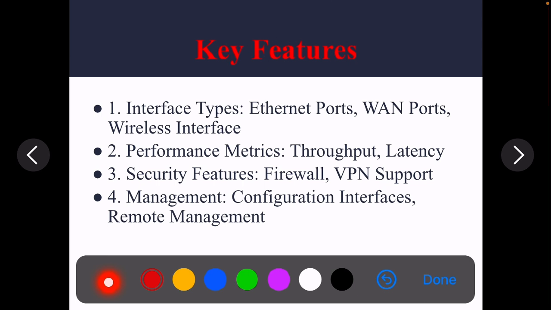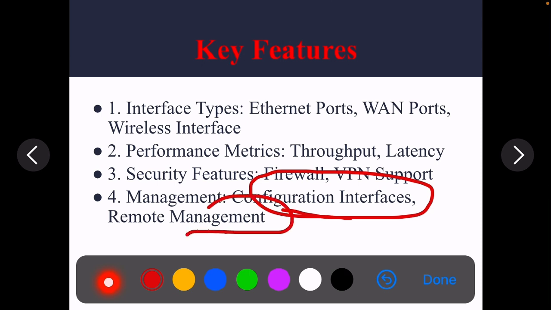Firewall: what it does is provide an integrated firewall to block unauthorized access and protect against threats, or it can filter the traffic. And VPN support enables secure remote access and site-to-site connections. Then next is management. In management, there is the configuration interface. What is the configuration interface? It is typically accessed via web browsers, and command line interfaces or dedicated management software are used for management purposes.